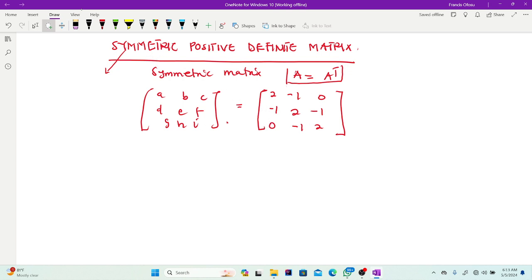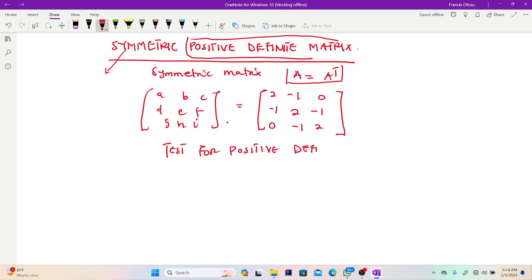Now let's see the positive definite matrix. What do you mean by positive definite matrix? Before you can perform your Cholesky algorithm, as I said, you need to know that the given matrix is a positive definite matrix. So how do you do that? Test for positive definiteness.